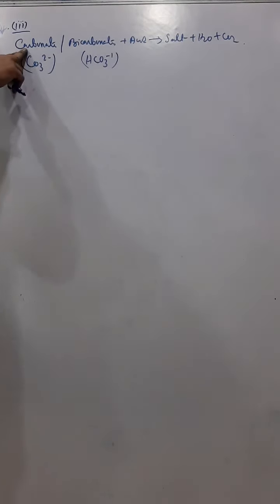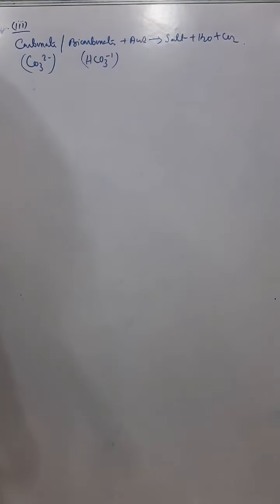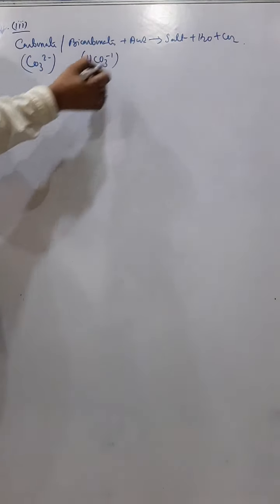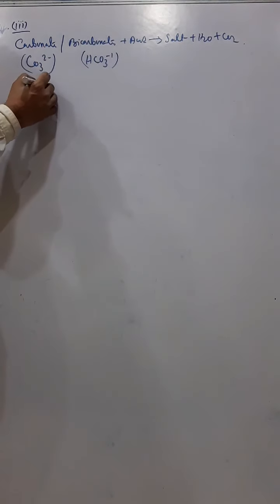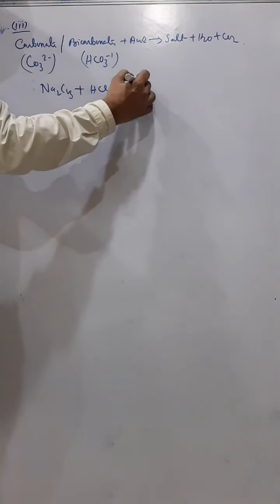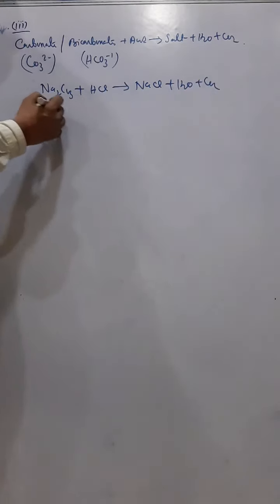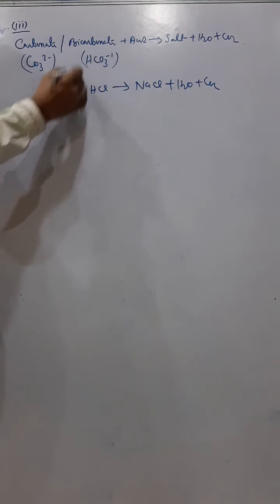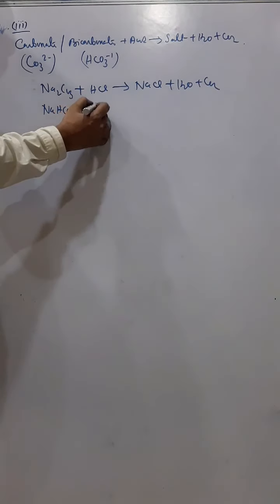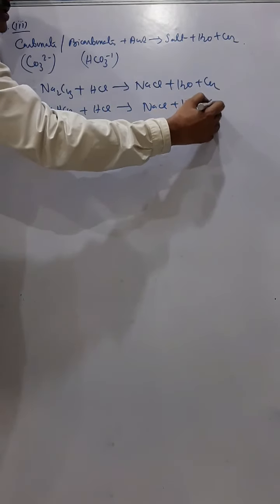Okay, next is carbonates or bicarbonates react with acid to give salt, water and carbon dioxide. Carbonate, you know, the valency is CO3 2 minus, and this is HCO3 minus 1. So that's carbonate and bicarbonate. Suppose you take sodium carbonate, Na2CO3 plus HCl, you get NaCl, salt, water and carbon dioxide. If you take sodium bicarbonate, also known as hydrogen carbonate, sodium hydrogen carbonate plus HCl, you get NaCl plus H2O plus CO2.